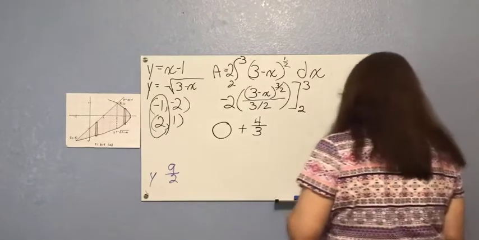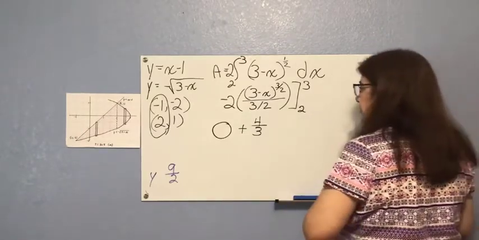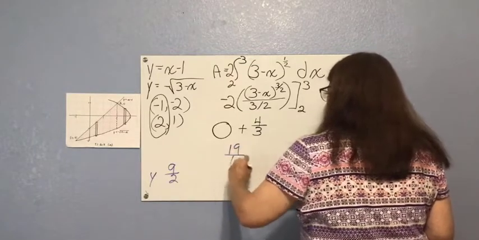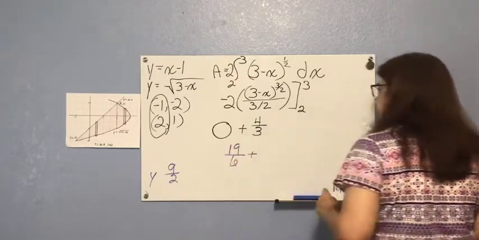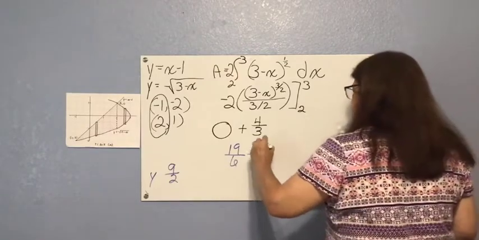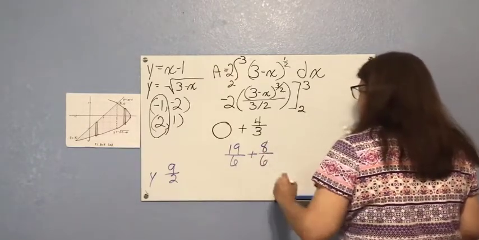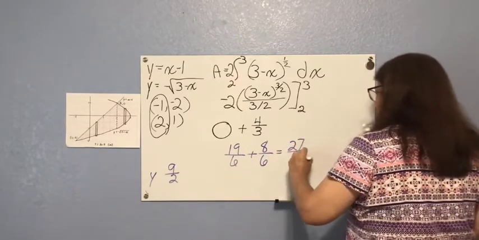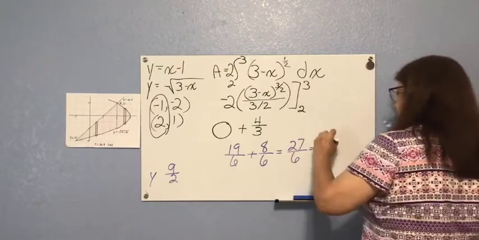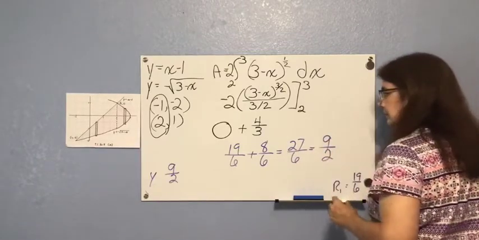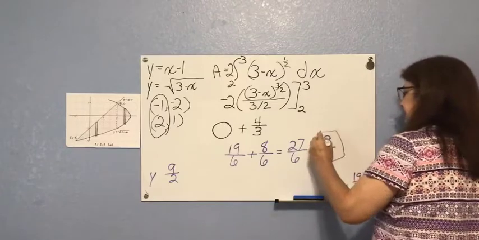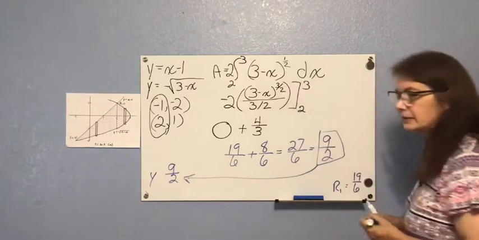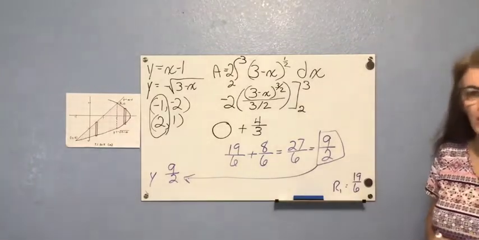Okay, now I'm going to add my result from the first region, which was the 19 over 6, plus the result from the second region, change this to 6, and it's 8 over 6. So I end up with 27 over 6, which I can reduce to 9 over 2. Okay, and I can see now that integrating with respect to x, I got the same answer as integrating with respect to y.